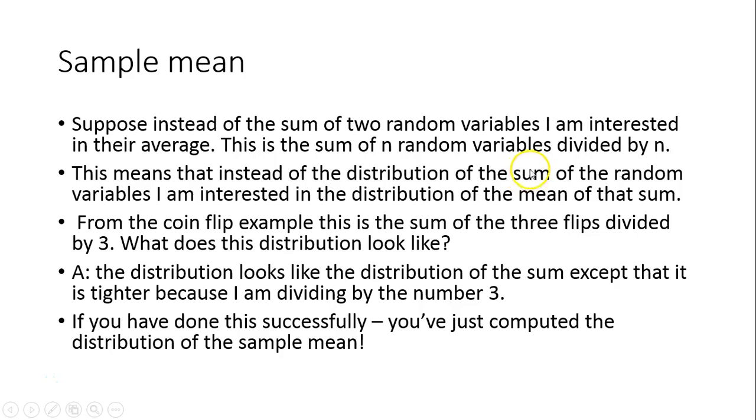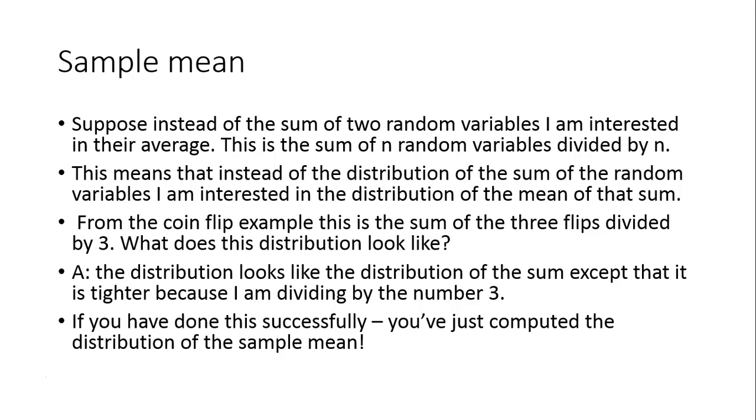So this means instead of the distribution of the sum of the random variables, I'm interested in the distribution of the mean of that sum, or the average of that sum. Okay. From the coin flip example, this is the sum of the 3 flips divided by 3. What does this distribution look like? The answer: the distribution looks like the distribution of the sum, except that it is tighter because I'm dividing by the number 3. So this is just a transformation of the new random variable, right?